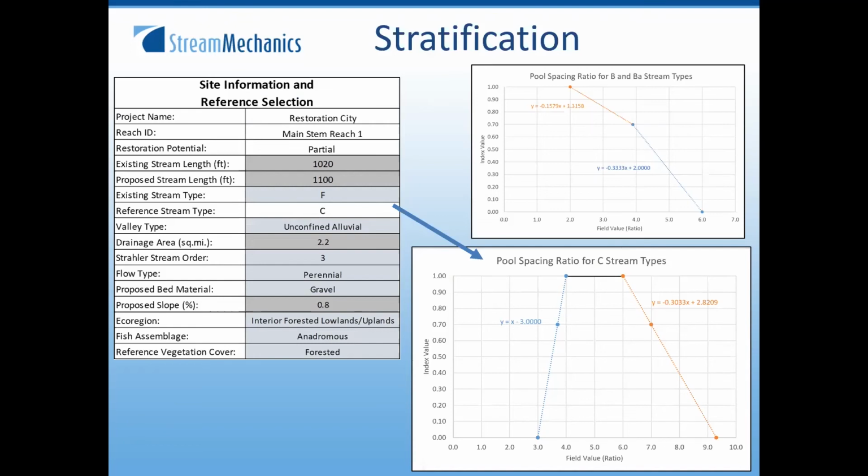So this one is showing a pool spacing ratio, which is another metric for bedform diversity. And in this example, our reference stream type is a C, which would be a meandering stream. And therefore, it's going to pull the reference curve for C stream types. If the reference was a B, then the SQT would pull that upper curve, which would be a B stream. You can see they're very different. And so this is just one way, or the way, the SQT deals with variability among a region by metric.